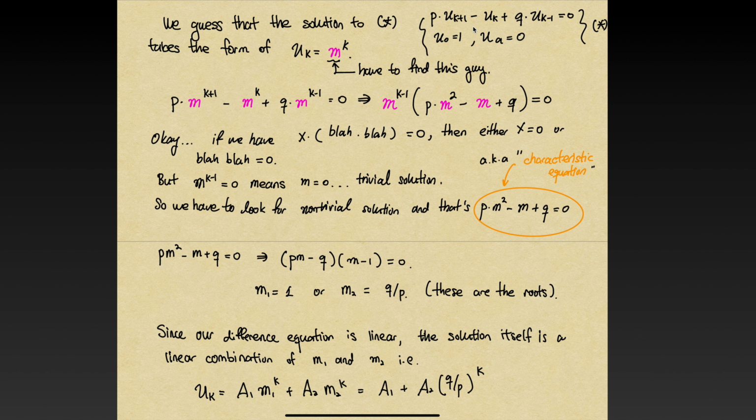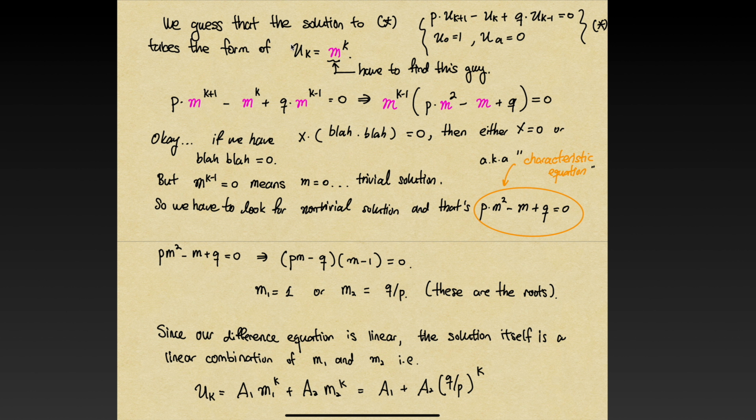Okay, so this is our difference equation system. This is our difference equation that we have to solve. And let's guess that our solution takes the form of m to the power of k. Now, m is unknown, so we have to find m.